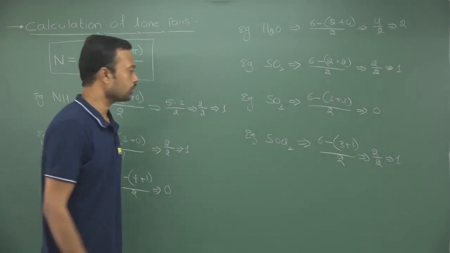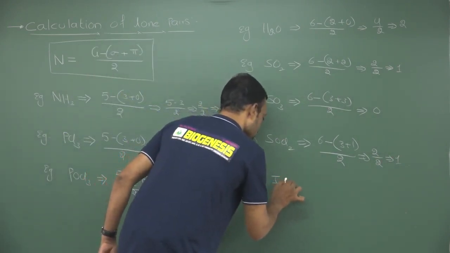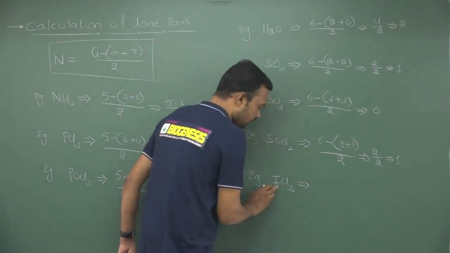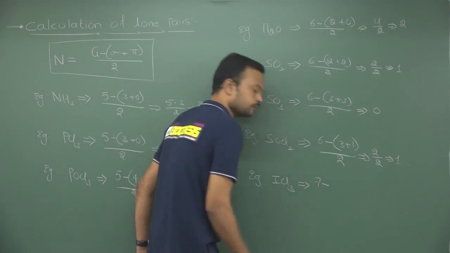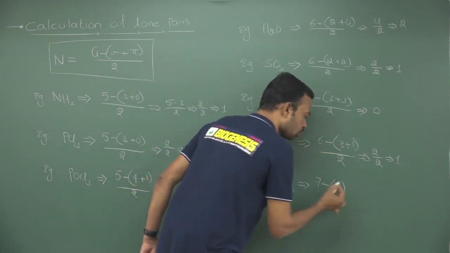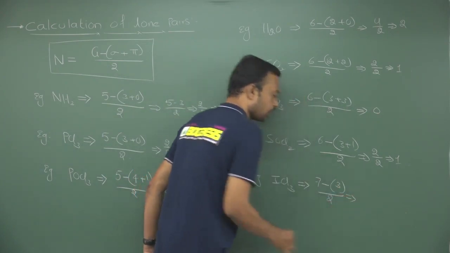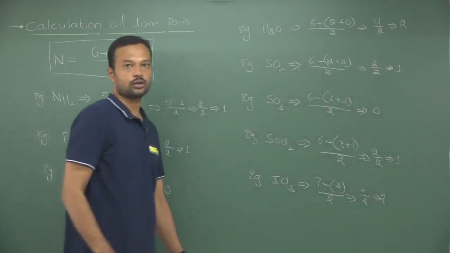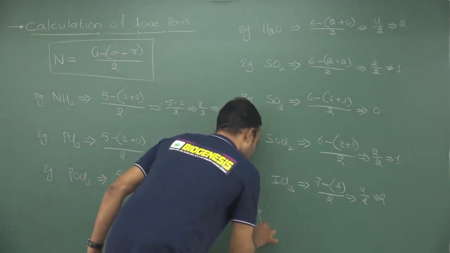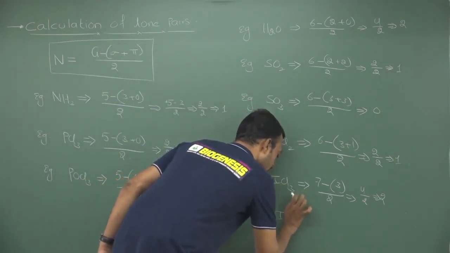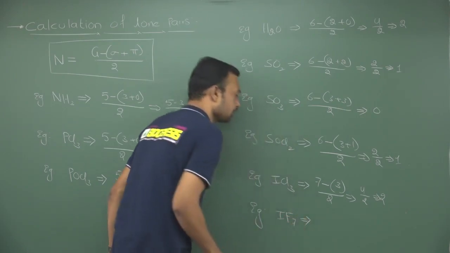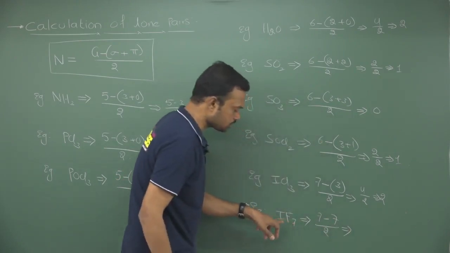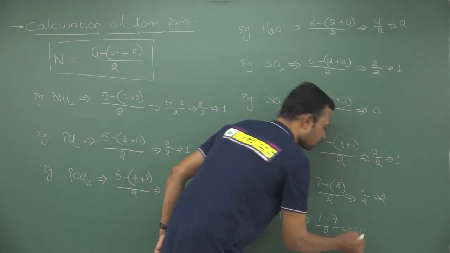Okay, I would like to take one interhalogen. See, ICl3, it is an interhalogen. The central atom is iodine, the group number is 7, and 3 sigma bonds are present, no pi bond. So finally that is 4 by 2, and this molecule carries 2 lone pairs of electrons. Now this is IF7, a neutral molecule I am taking: 7 minus 7 divided by 2, 7 sigma bonds, group number 7. Finally there is no lone pair of electrons.